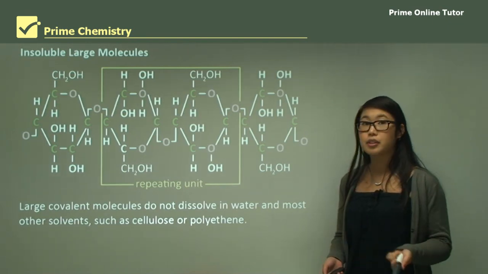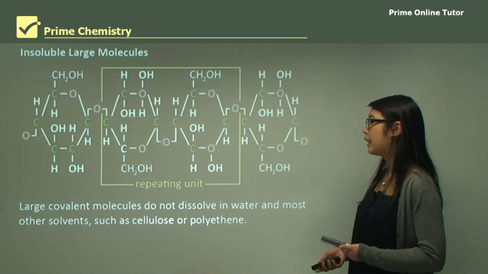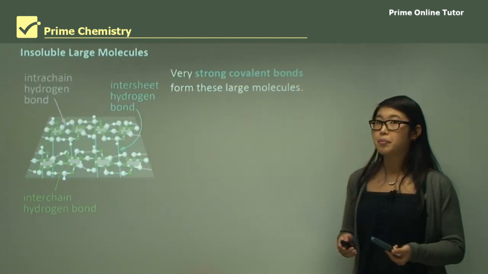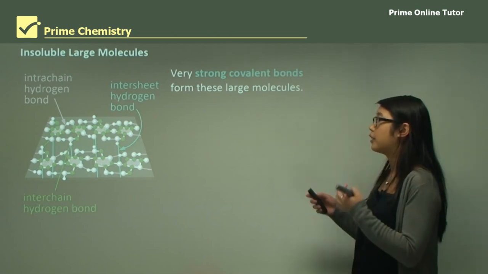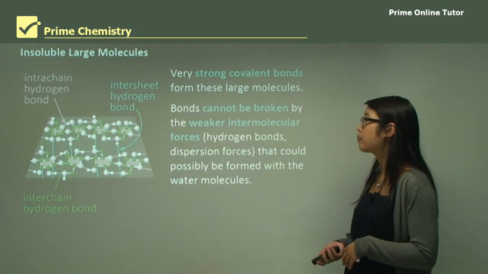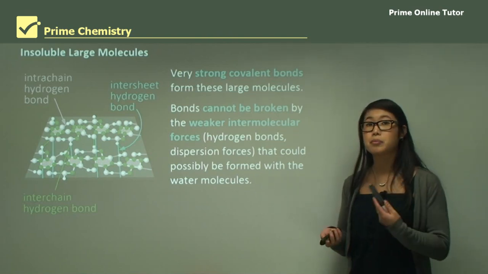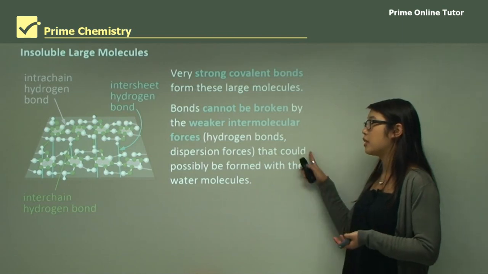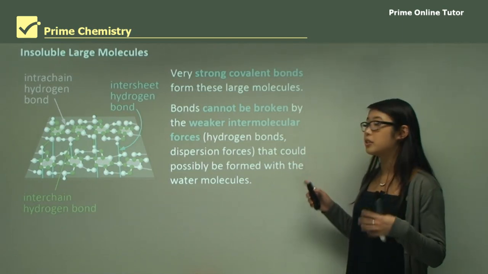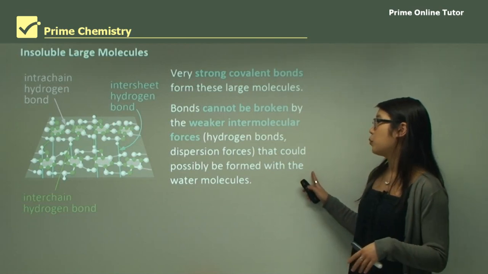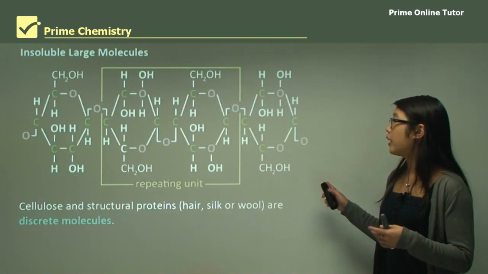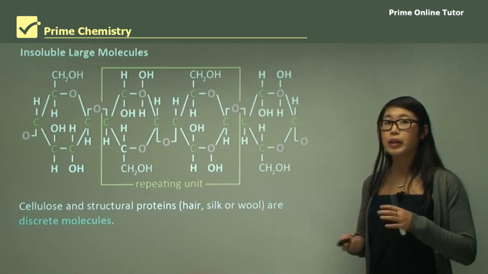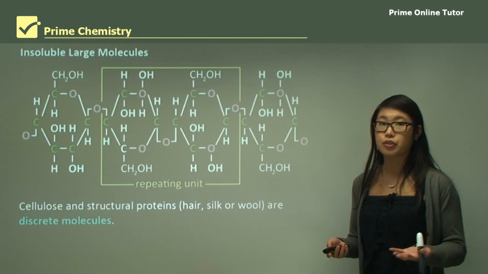So insoluble large molecules are large covalent molecules that don't dissolve in water and most other solvents. These include cellulose and polyethylene. They have very strong covalent bonds in the molecules, and that's why they're so large. Bonds cannot be broken because remember, covalent bonds are one of the strongest bonds, and weak intermolecular forces such as hydrogen bonds and dispersion forces can't overcome this. So what we get is covalent bonds within the large molecule, and they hold it together, so we can't ionize it or do anything to the structure of it.